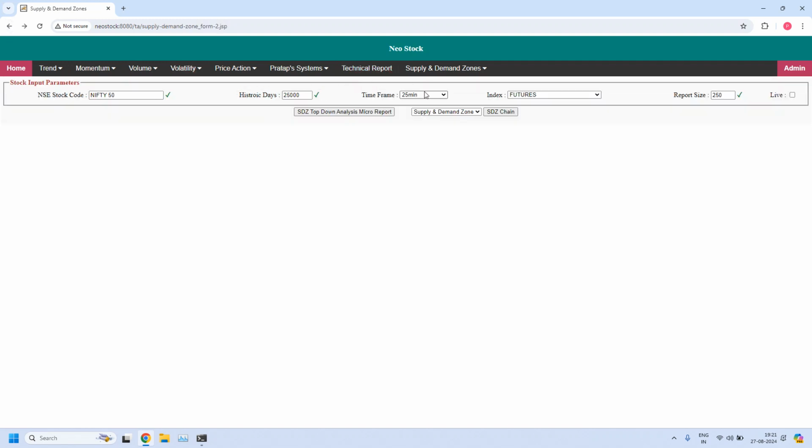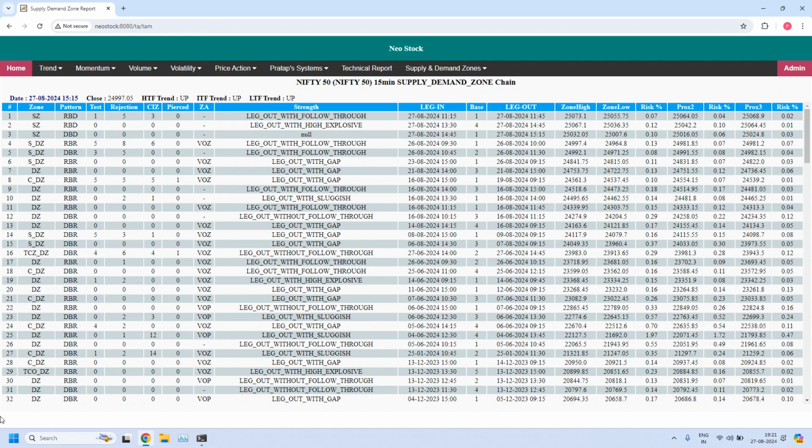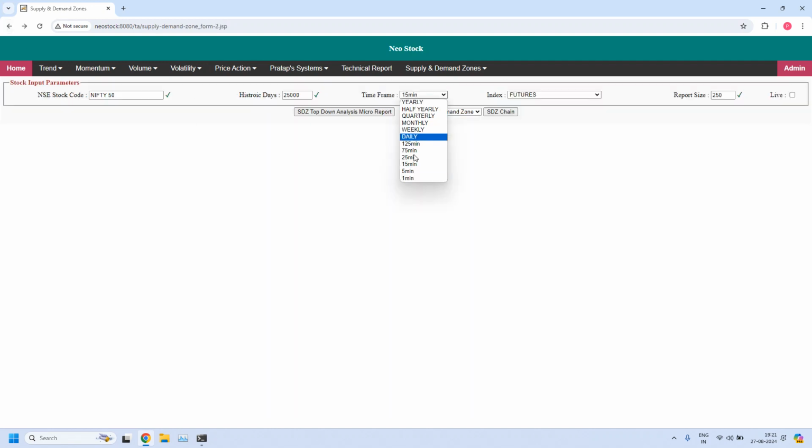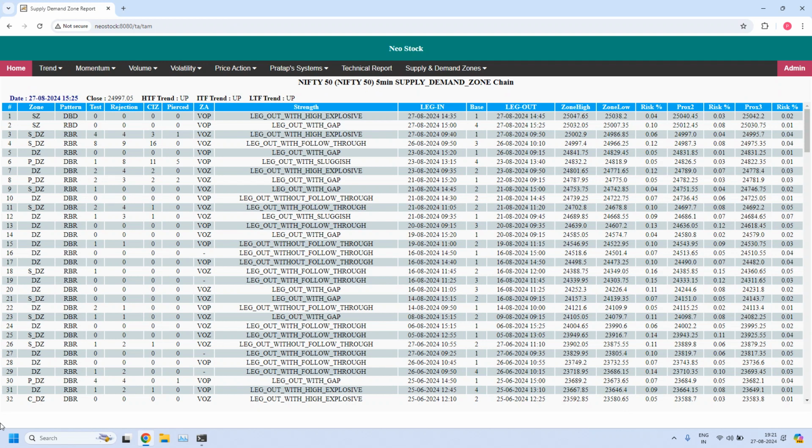The next time frame is 15 minutes, generating 15 minutes supply demand zone chain for Nifty. The next time frame is 5 minutes, generating 5 minutes supply demand zone chain for Nifty. So this is about Nifty supply demand zone chain from monthly time frame to 5 minutes.